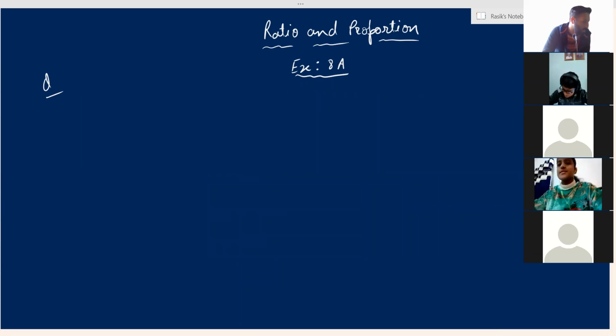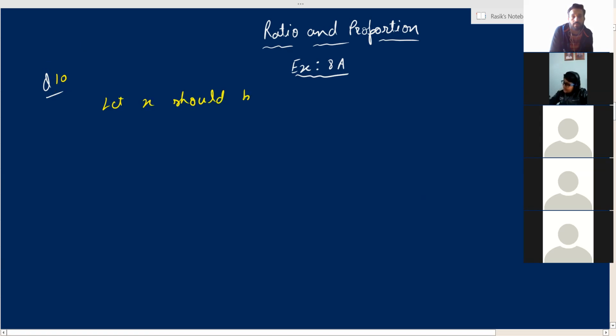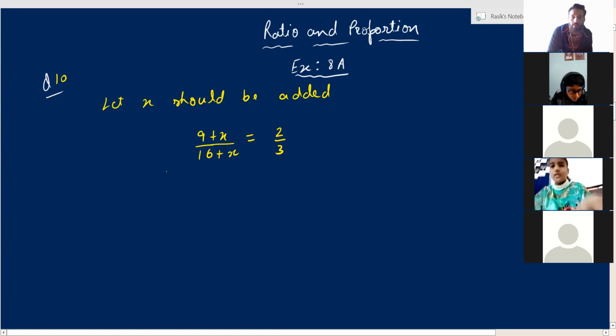Okay, everyone, question number 10. What number must be added to each term of the ratio 9:16 to make the ratio 2:3? So let x be added to each term. We can make the equation easily. 9/16 is the ratio, and if you add x to both the terms, we get the ratio 2/3. So this is your linear equation.